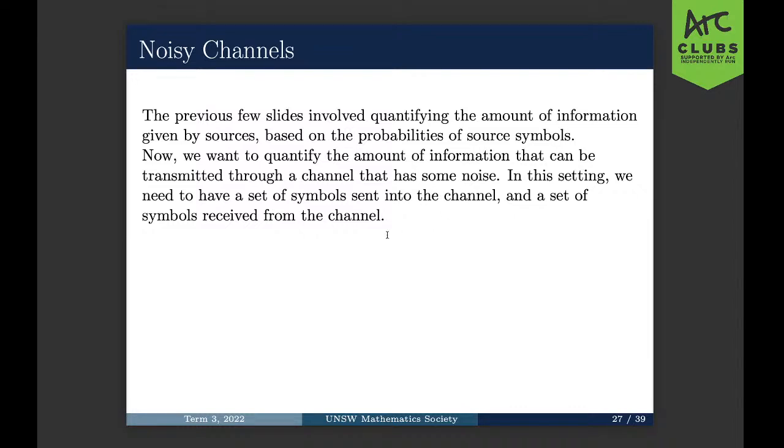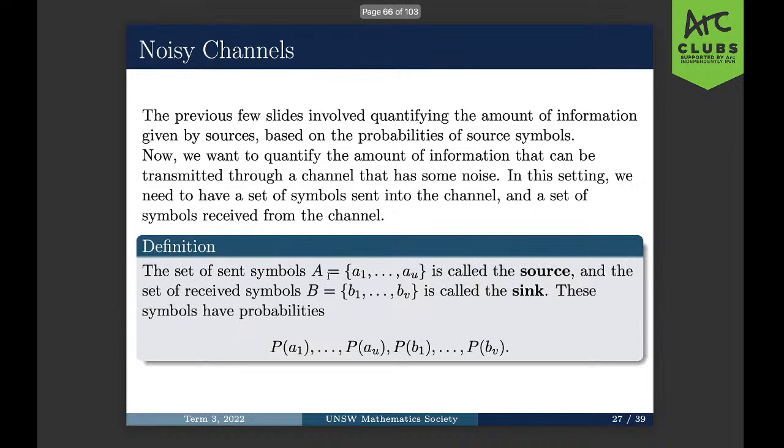In this setting, we need to have a set of symbols that is sent and a set of symbols that are received. We call the set of symbols that you send the source. We normally call that A, and let's say we have U of them. The set of received symbols is called the sink. We usually call them B1 to BV. And we're just going to say these symbols have probabilities, like P of the symbol.